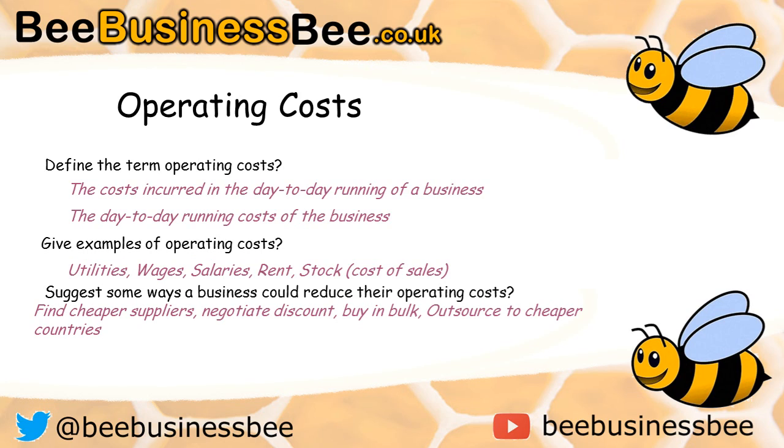They could negotiate a discount with their landlord, if they're renting a building. They can negotiate a discount with their suppliers, to see if they get a discount. They could buy in bulk. The technical term for that is what's called an economy of scale.